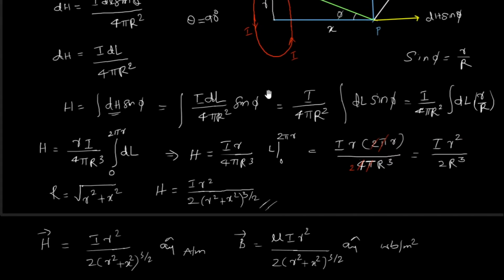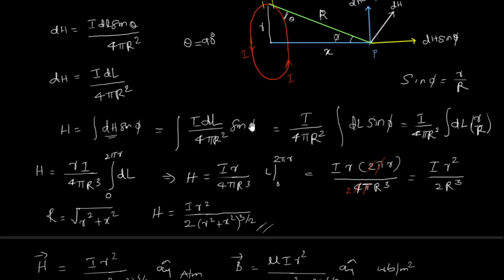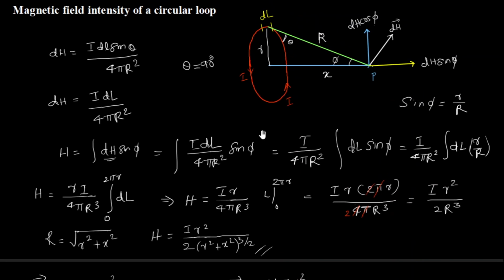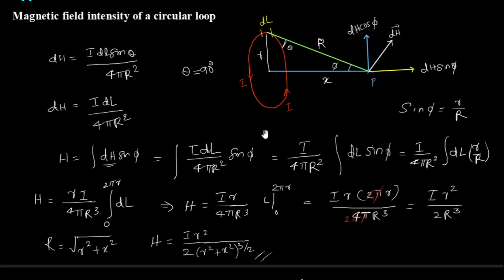Now it's not the end. Now there is a special case. The special case is, as I told you, this point P can be anywhere on the axis. It can be here, it can be somewhere here, it can be anywhere. Now the special case is, what if this point P is exactly at the center of the circular loop?